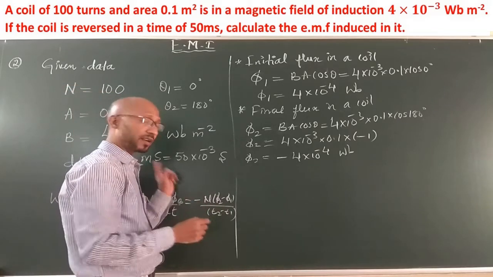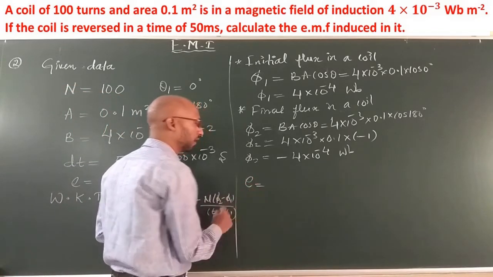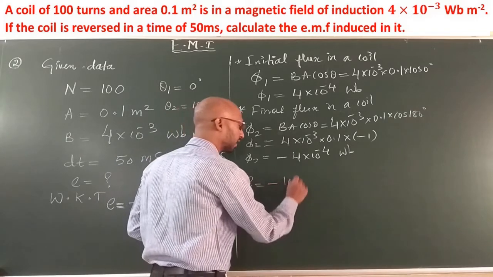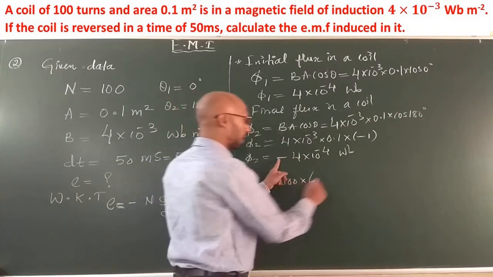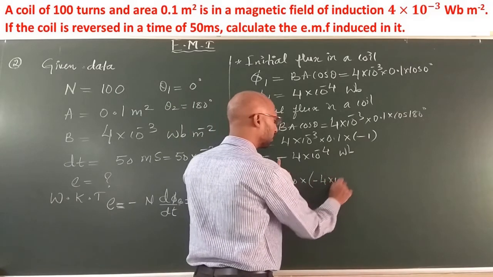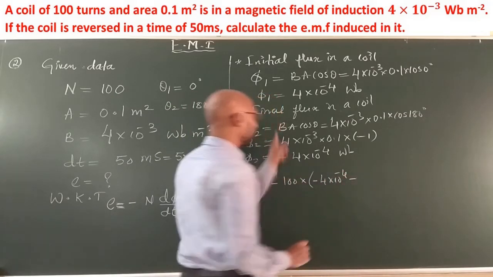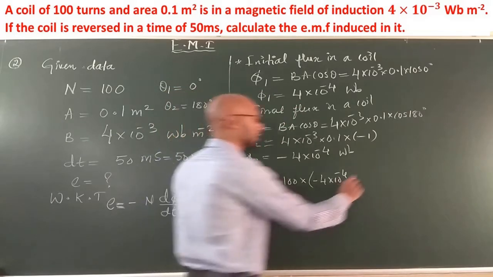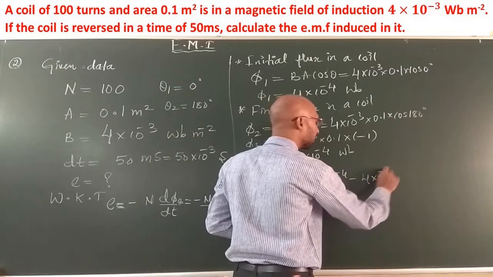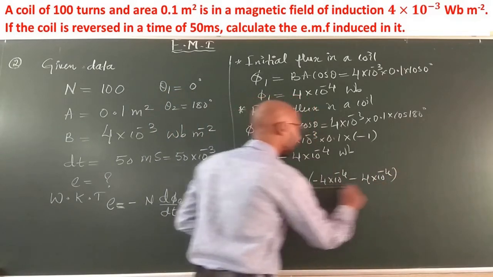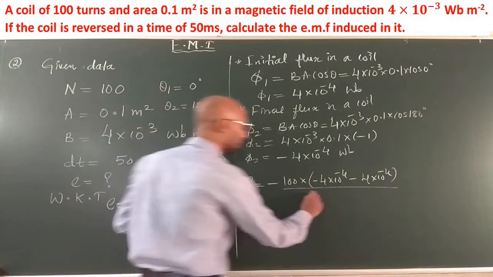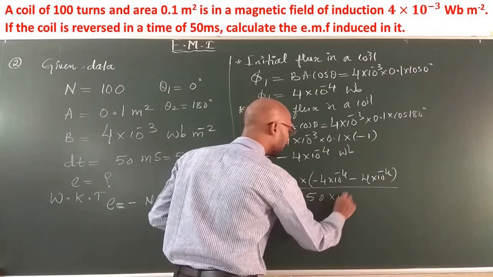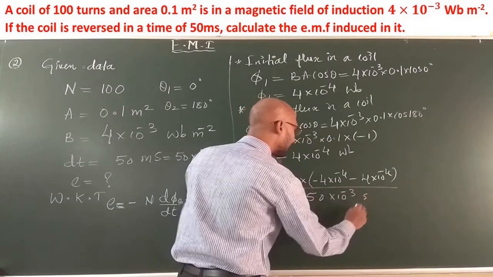N is given, 100 turns. Now induced EMF will be minus N, which is 100, times the change in flux. Final is minus 4 into 10 raised to minus 4, minus the initial value, so plus there. That's why minus 4 into 10 raised to minus 4 divided by the time interval, 50 millisecond, which is 50 into 10 raised to minus 3 seconds.